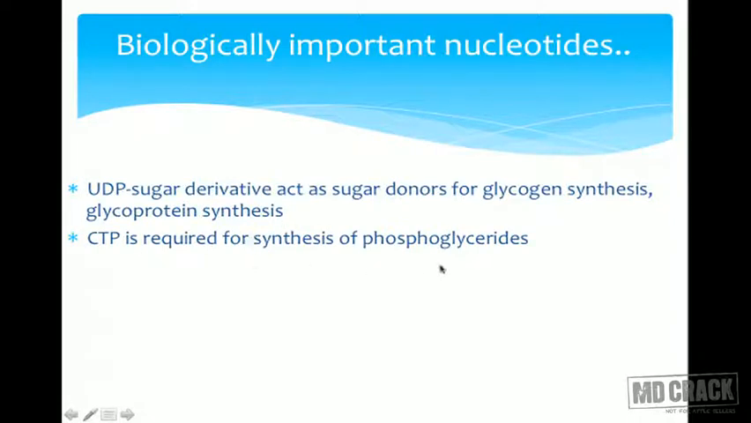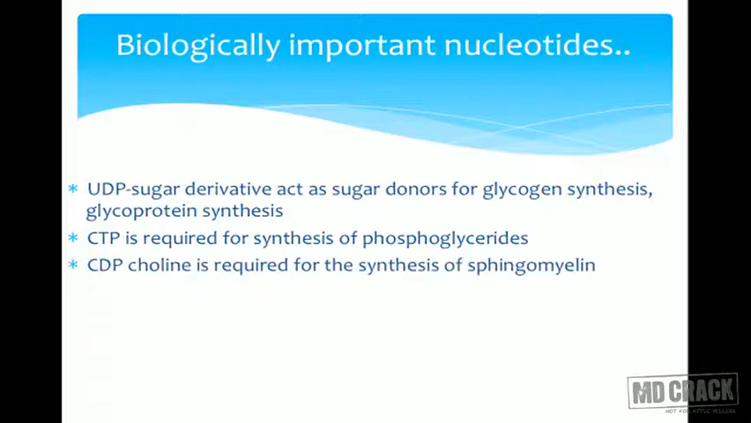CTP. CTP is required for the synthesis of phosphoglycerides. You have heard of different phospholipids like phosphatidylcholine, phosphatidylethanolamine, phosphatidylserine. All these are phosphoglycerides. So for phosphoglyceride synthesis, CTP is required. CDP choline is required for the synthesis of sphingomyelin. Remember, sphingomyelin is also a phospholipid, but the alcohol is sphingosine and not glycerol. These others are also phospholipids, but the alcohol is glycerol. Here it is a phospholipid with the alcohol being sphingosine. So for its synthesis also CDP choline is required.